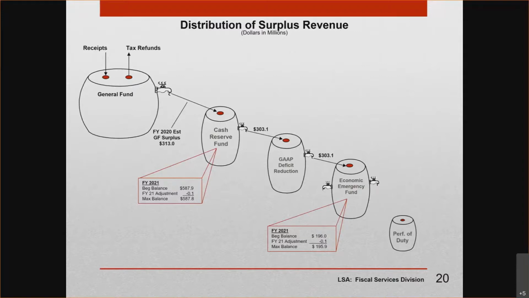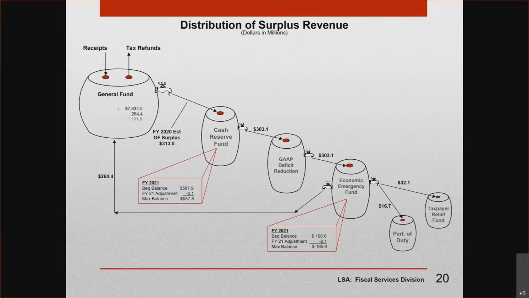You subtract off the money for the performance of duty, and at that time we were looking at an estimate of $16.7 million that was going to be spent for performance of duty expenditures. And we did the calculation for the taxpayer relief fund. And at that time, when we were working on the budget, that calculation was $32.1 million to the taxpayer relief fund. So then what's left over is $264.4 million that goes back to the general fund for fiscal 21 and gets added to the net receipts.